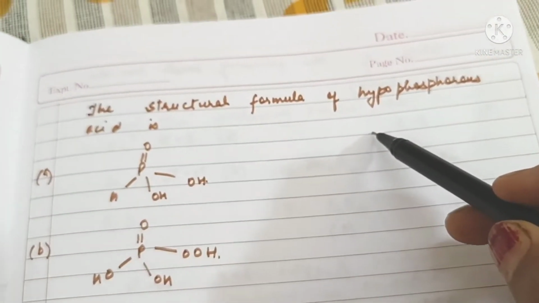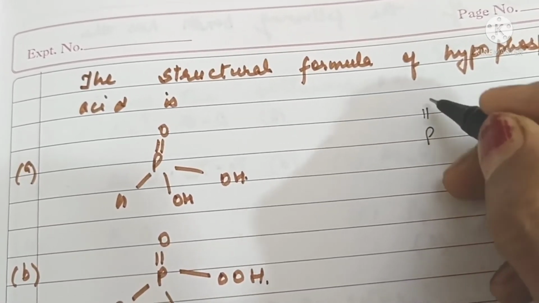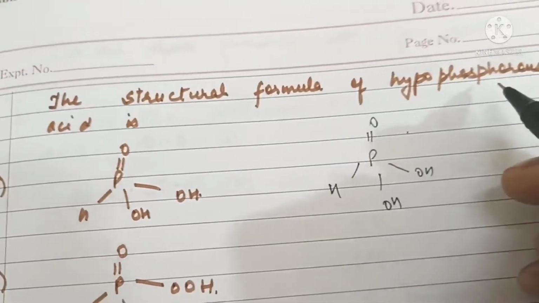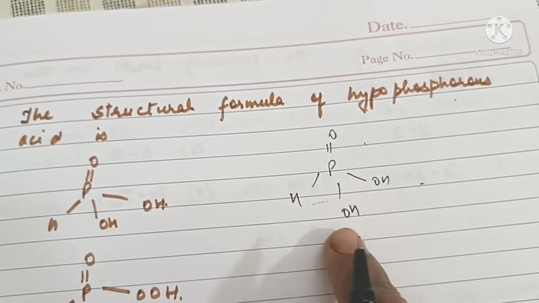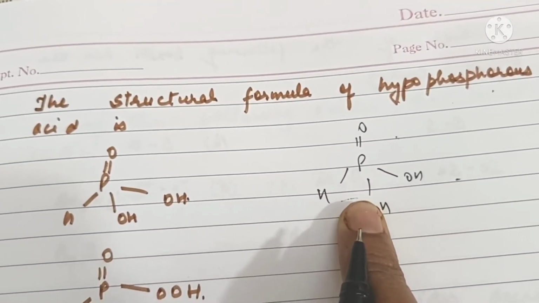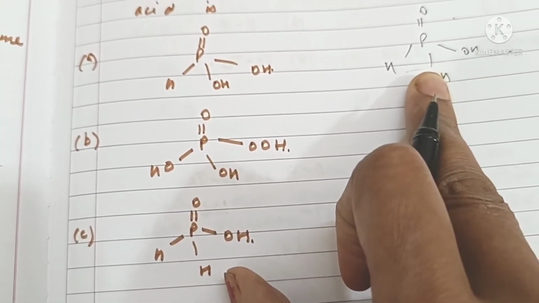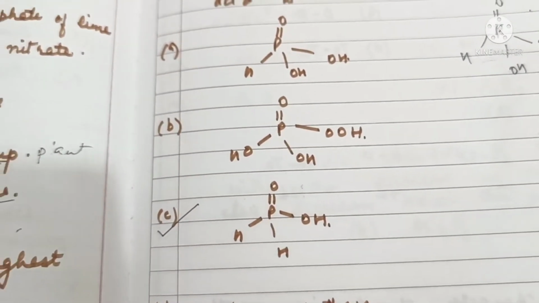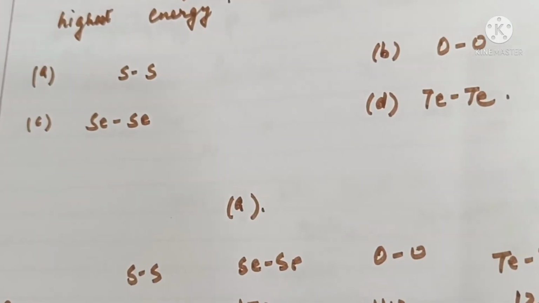The structural formula of hypophosphorus acid: phosphorus acid is dibasic in nature, so it has two OH groups. Hypophosphorus means it will have less oxygen than phosphorus. So if we remove one oxygen, then the structure that we have is this one. So option C is the correct answer. This is hypophosphorus acid.